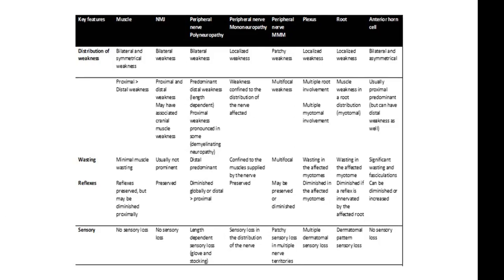Mononeuritis multiplex is sort of a patchy collection of multiple mononeuropathies. It comes very asymmetrical. Fine.